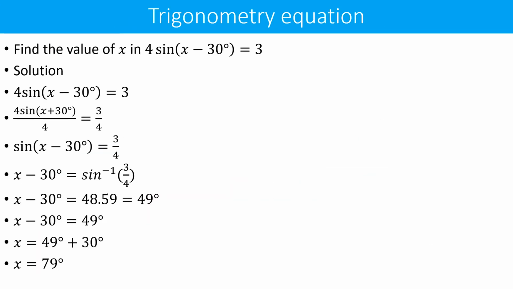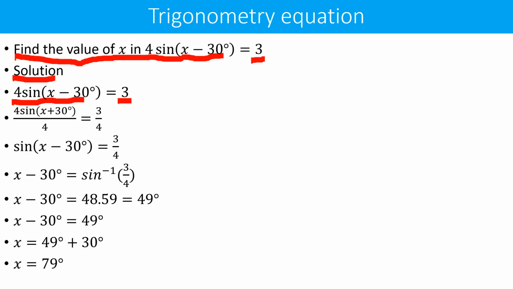Okay, let's look at another question in the form of an algebraic equation in trigonometry. We are asked to find the value of x in 4 sin(x minus 30 degrees) equals 3. So let's look at our solution.